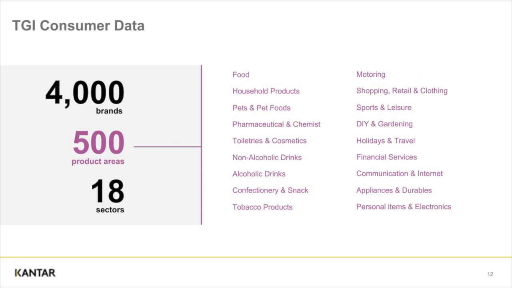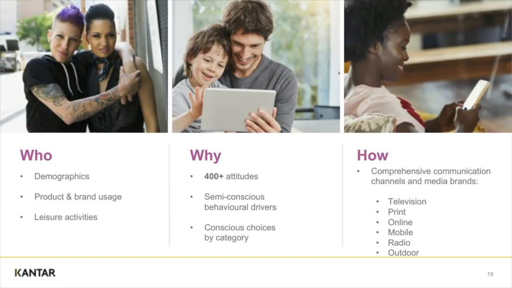But in addition to knowing what brands and products they buy, we also know where they buy them, how often, and why they purchase them. So in summary, with TGI, we know who the consumer is, why they consume and behave the way they do, and most importantly, we know how to reach them, as we ask them about their media consumption for all the main media that you can see: television, print, online, mobile, radio, outdoor.